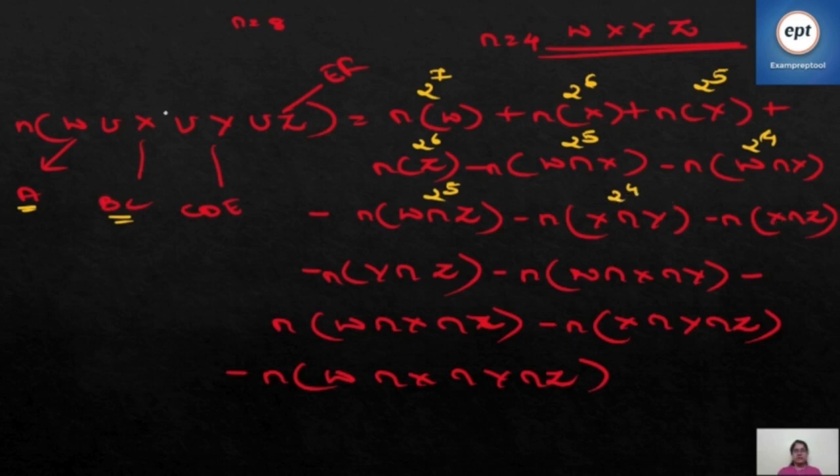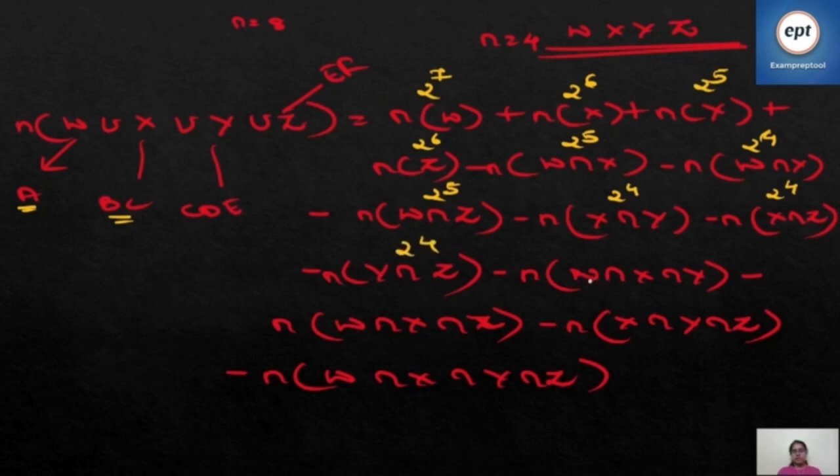And X and Z, if we take X and Z, we don't have anything in common. So that's why it will be 4 to the power 4. Okay. And then Y and Z, if we take Y and Z, E is common, so we will consider it one time only. So 1, 2, 3, 4. So that's why it will be 4 to the power 4.